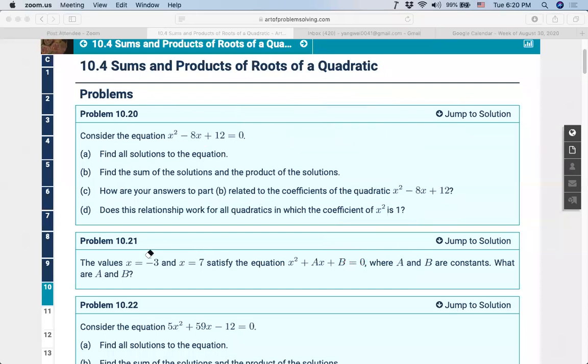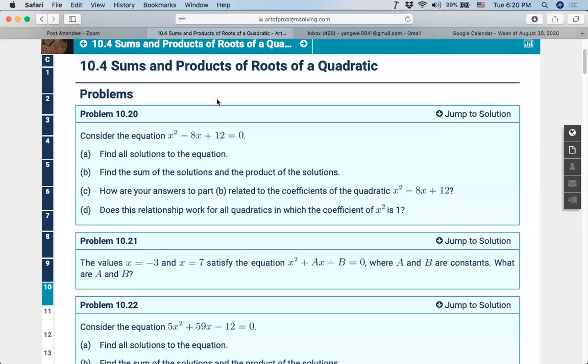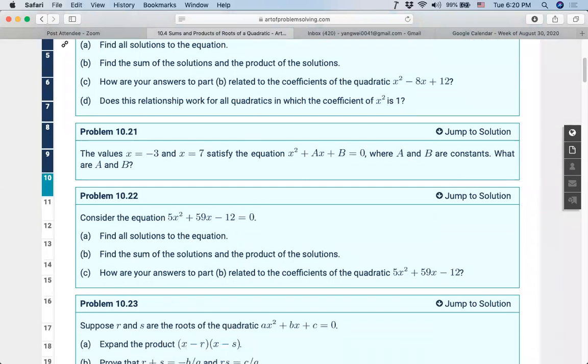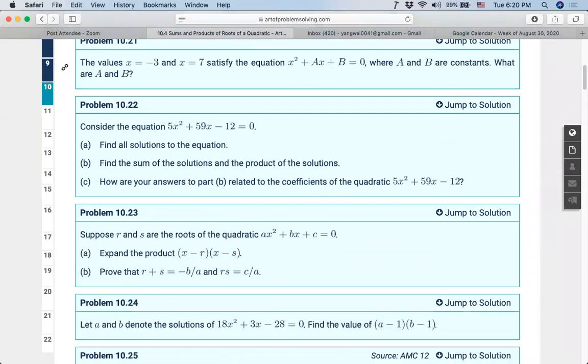Now, let's go to the next one, 10.21. This time they give you the two solutions. x equals -3 and 7 satisfy this equation. Now they ask, where A and B are constants, what are A and B?